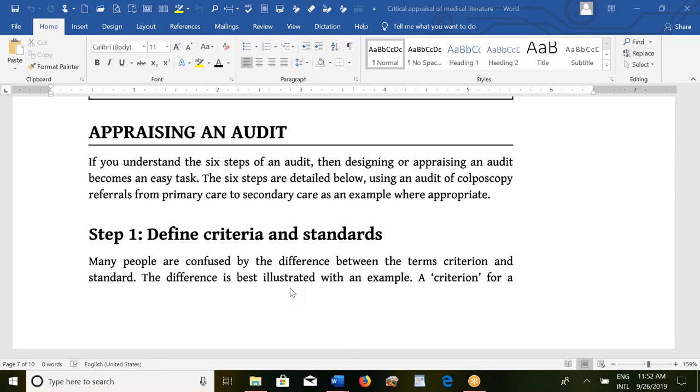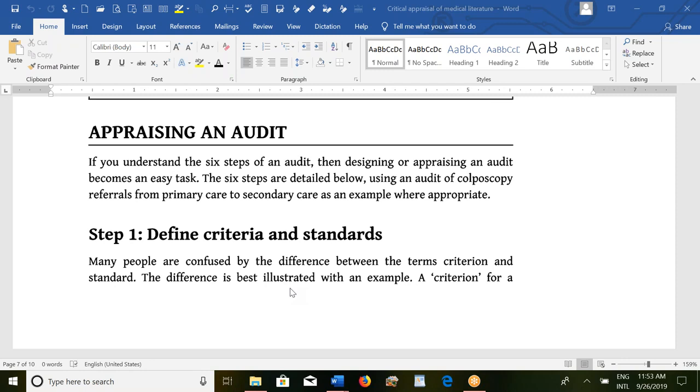So we will revise this information on audit, in case they ask you how you will do an audit, so what should be done. If you understand the 6 steps of an audit, then designing or appraising an audit becomes an easy task. So what are the 6 steps? We should suppose that we are doing an audit of colposcopy referrals from primary care to secondary care as an example. Okay. So first of all we have to define criteria and standards.